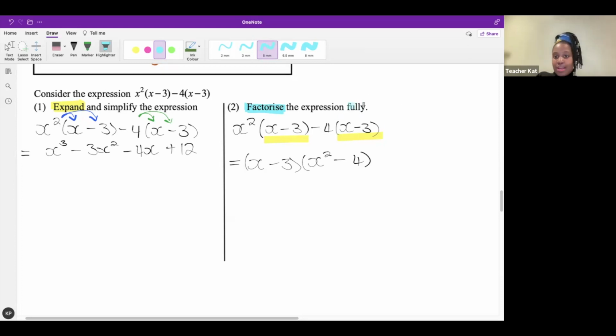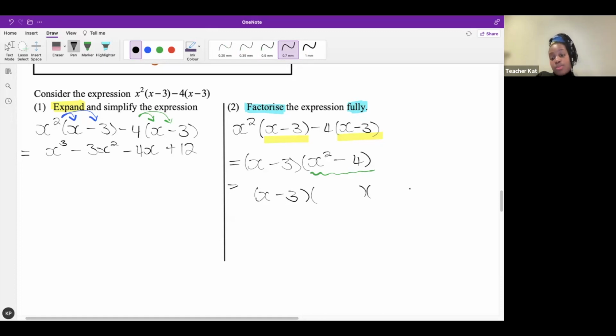Difference of two squares. It said factorize fully. If you didn't see that, you were going to lose a mark. There's a difference of two squares over here. All right. So let's get going. So I have x minus 3. Great. And then x squared minus 4.